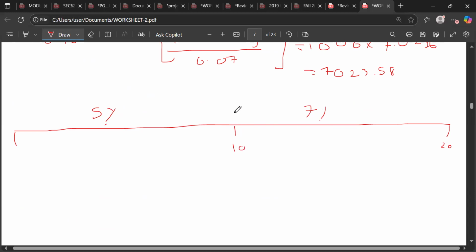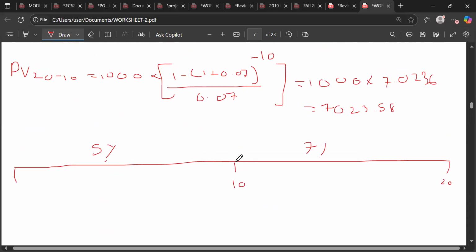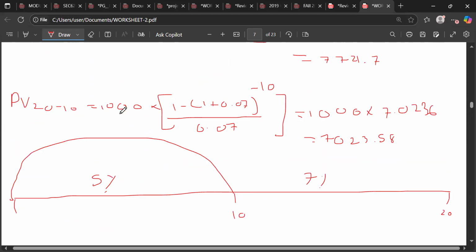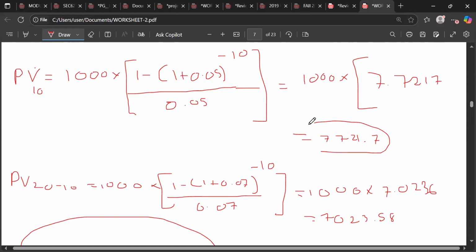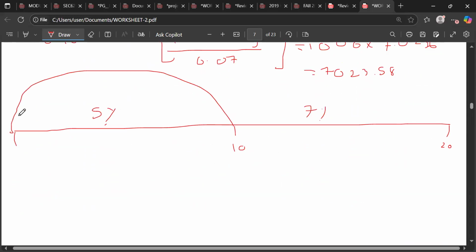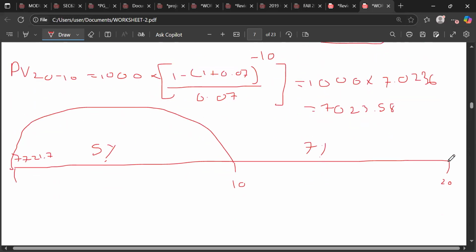So the first thing that we did is we are present valuing the payments we're receiving. We're bringing it back in time to this point here. That's the first one I'm looking at. So when you bring it back in time, you're going to get 7,721.87 for the first one here. Now, the other one is at year 20. But the rate is only at 7% for 10 years. So I'm now bringing this one back from year 20 to year 10. So at year 10, it's worth 7,023.58.